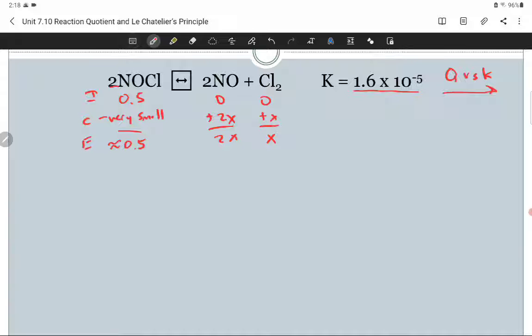So our K expression, 1.6 times 10 to the negative fifth, equals 2x squared, because you have to take the coefficient and make it a power, and then x over here. And on the bottom, we think it's approximately 0.5.